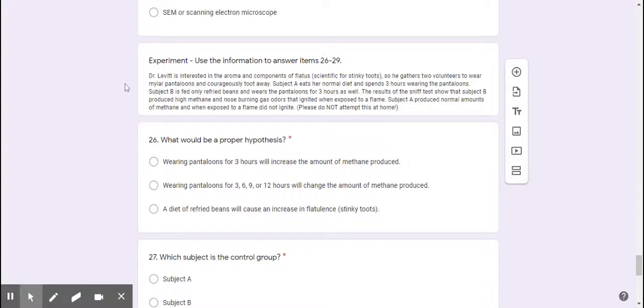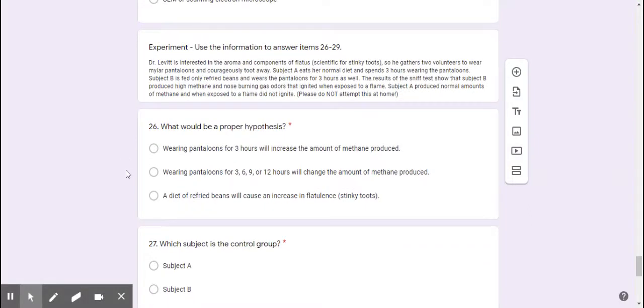The result of the sniff test shows that subject B produced high methane and nose-burning gas odors that ignited when exposed to a flame. Subject A produced normal amounts of methane and when exposed to a flame did not ignite. Please do not attempt this at home. Number 26. What would be a proper hypothesis? Wearing pantaloons for 3 hours will increase the amount of methane produced.